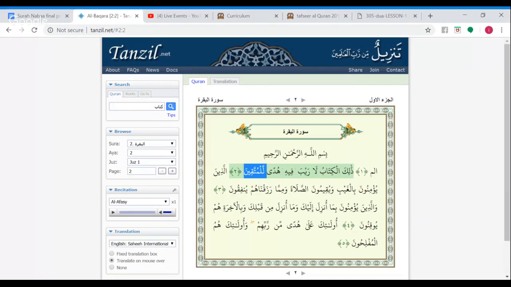You have to write ina in the plural form. So you are going to write muttaqina, and in the jar form you have to write again the same ina at the end. Ya noon, you have to add ya noon at the end. Ina. So muttaqina. Muttaqina.